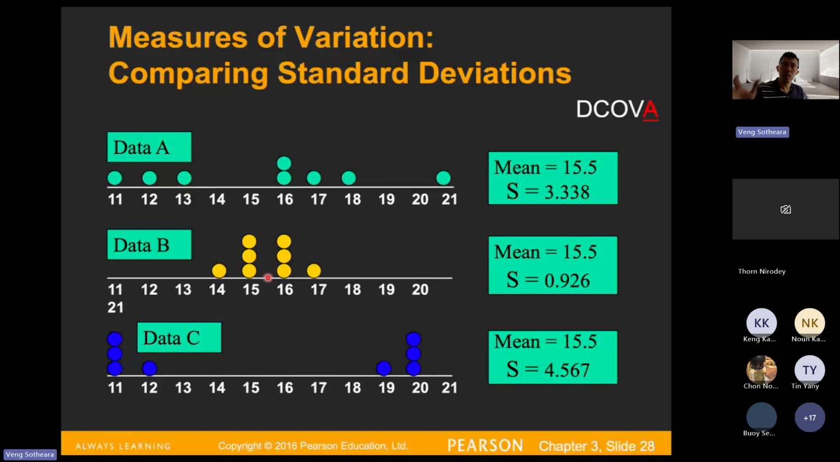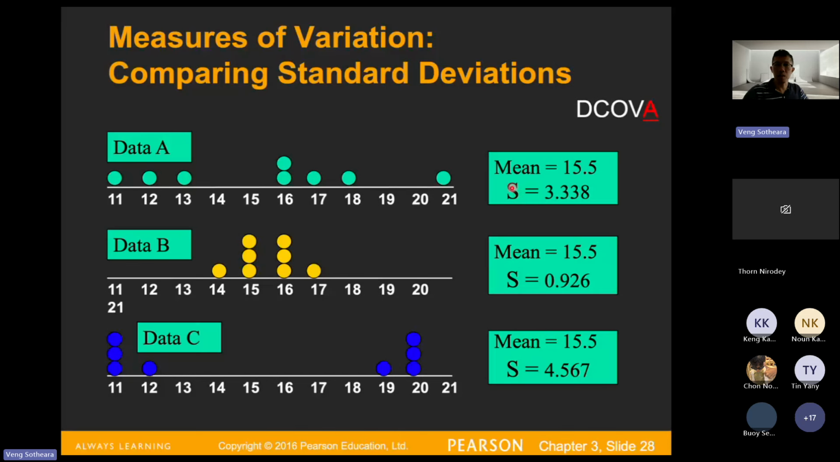Then if you look at the way the data distribute around their center, in this case 15.5, the second group, Group B, tends to be closer to 15.5 than the other two. And Group C has the biggest spread away from its center. And look, the numbers tell us that as well.